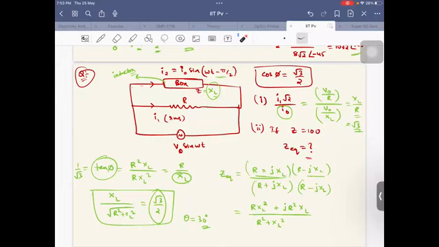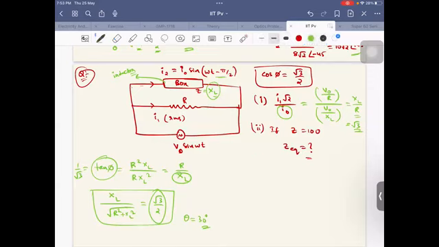If you have done the first one, the second one would also be very easy for you. XL they gave as 100. From the power factor part, XL by R in the above question we got as root 3, which implies R equals XL by root 3, which is 100 by root 3. R is 100 by root 3, and XL is this one. So therefore, Z equivalent.